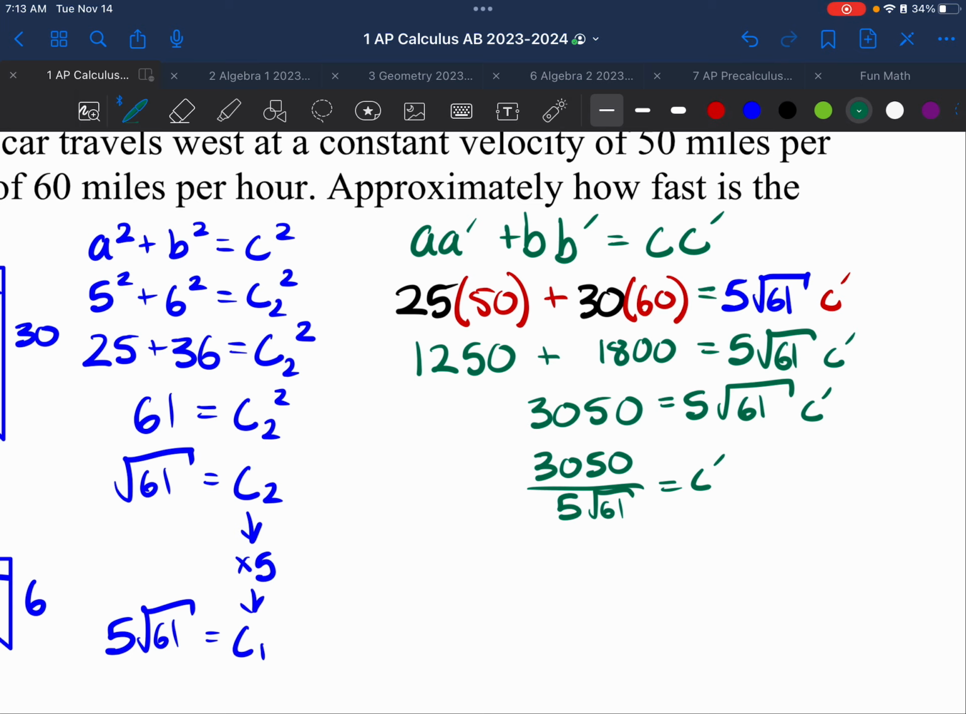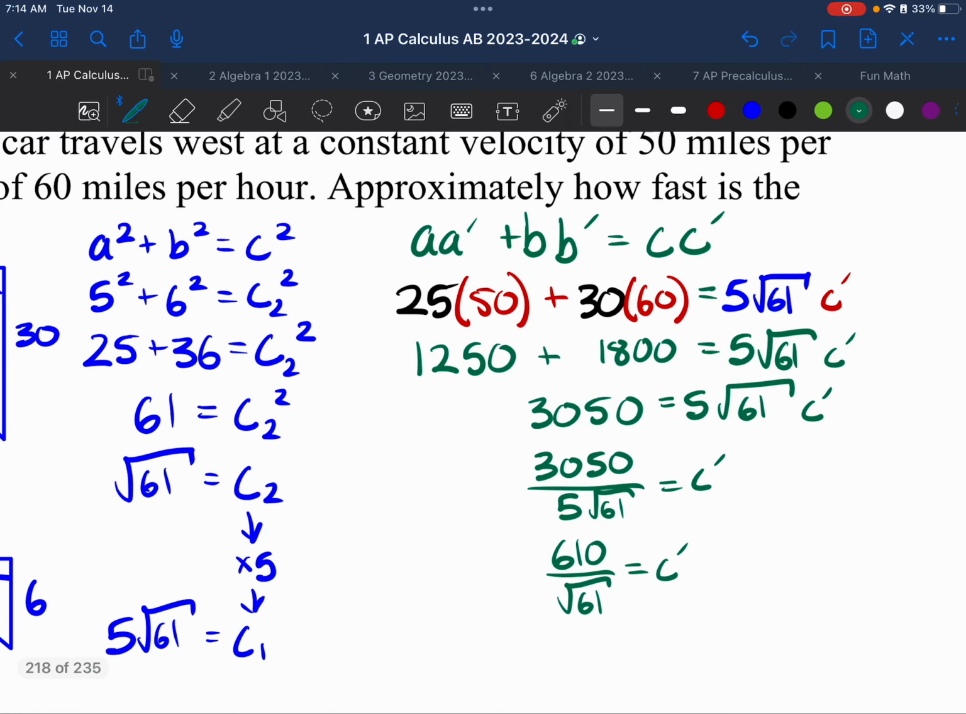Dividing by 5 is the same thing as dividing by 10, which is getting rid of a 0, and then multiplying this number by 2. So 305 doubled is 610, so I believe this number should be 610 divided by root 61, and that's going to be equal to C prime, which, I mean, is done, but that's a radical that is in the denominator. You typically have to rationalize the denominator.